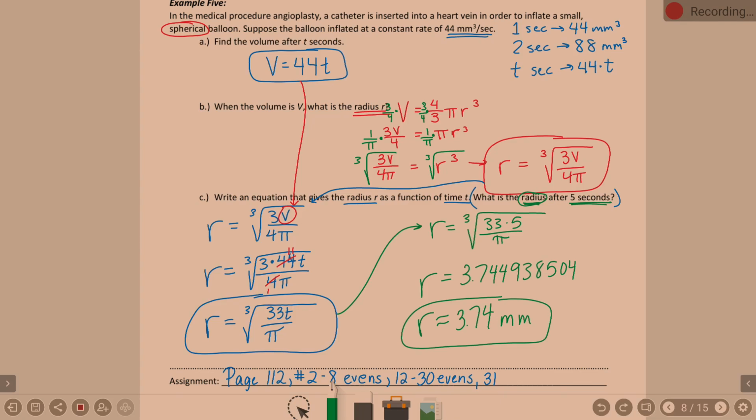Okay, guys. Your homework: 2 through 8 evens, 12 through 30 evens, and 31. This is due on Thursday. So you have 2 assignments to get done in the next 48 hours. It's going to be nice being here to work on it. So make sure you get that done.